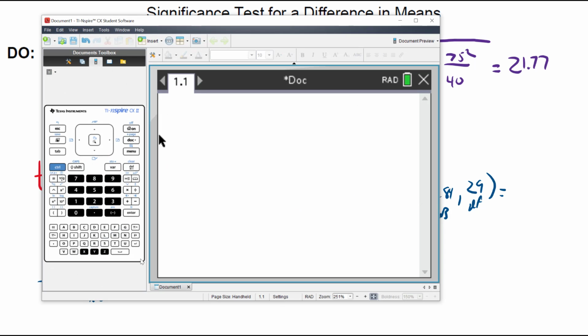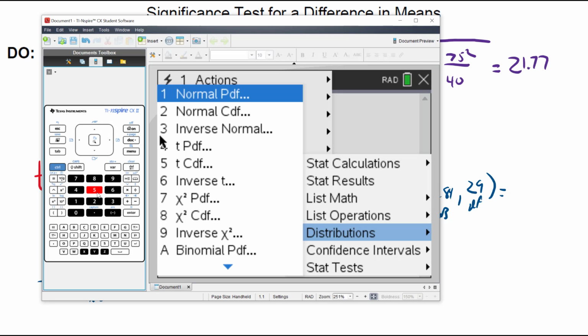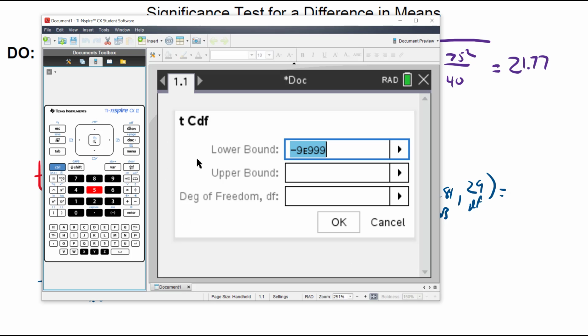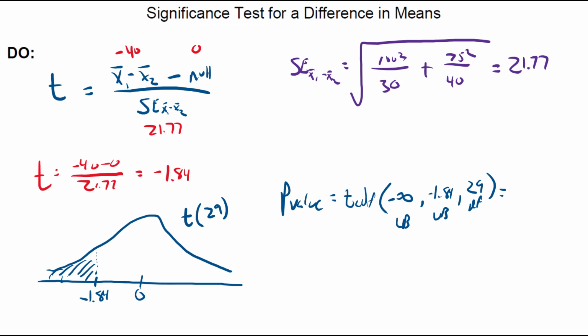And therefore we should get, well, let's look at that. On the calculator, if you have a TI-Nspire, menu, 6, 5, and then 5 for tcdf. Lower bound, negative infinity, leave that number there, that's fine. I'm going to come here and say negative 1.84, and my degrees of freedom is 29. I'm going to say OK, and I should get 0.038 for my p-value. 0.038. That's a horrible 3, let me rewrite that.